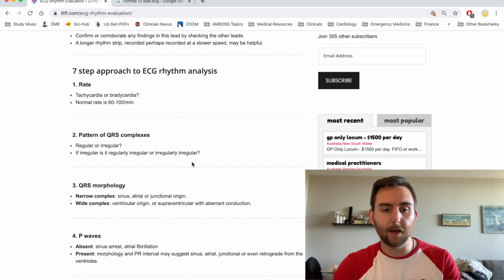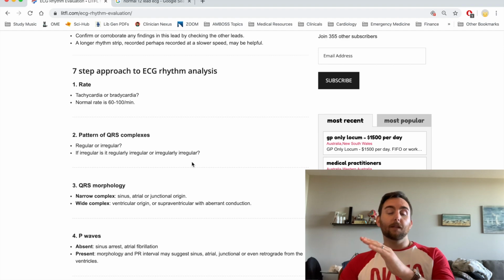It's irregular, but there's no pattern to it. There's no regularity to it. That would typically be atrial fibrillation, where there is no rhyme or reason to when the heartbeats come. So there won't be any pattern at all. It'll just be like boom, ba boom, boom, boom, boom, boom, boom, boom, boom, boom, boom. There's no pattern. It's just irregularly irregular. So you need to know that. Right here is where they're talking about that.